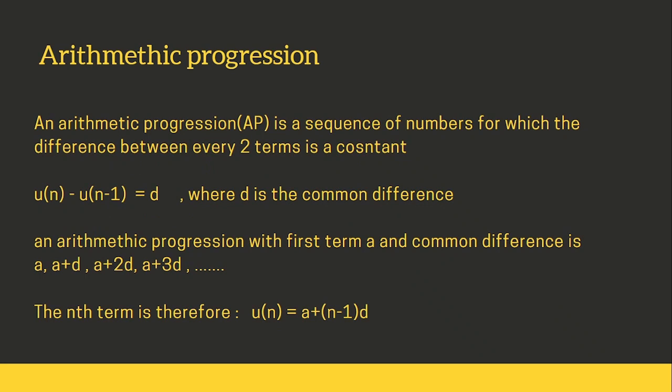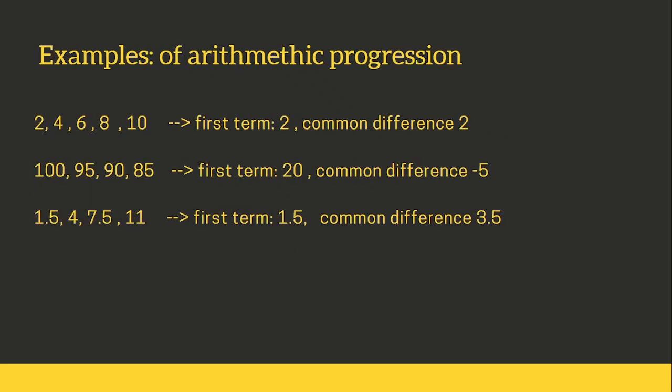So on to arithmetic progression. An arithmetic progression is a sequence of numbers for which the difference between any two consecutive terms is a constant. So this basically means any term minus the previous term before it will equal d, where d is the common difference. And an arithmetic progression with first term a and common difference d will be a, then a plus d, then a plus 2d, then a plus 3d, and so on and so forth. So the nth term can therefore be described as Un equals a plus (n minus 1)d.